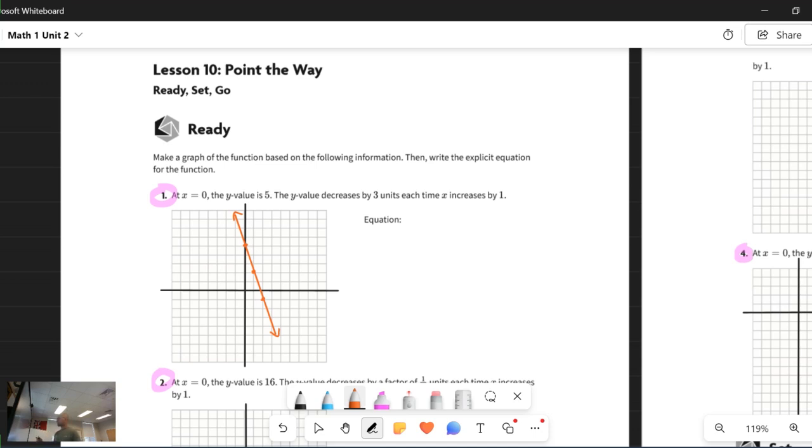Now, when it says we've got to remember to write the explicit equation here, you can just do that in y equals mx plus b. So when we say y is equal to, if we're going down 3 to the right 1, it means that it's negative 3 over 1, which is just negative 3x. And then what was our starting location? Our y-intercept is positive 5. And there you have it.